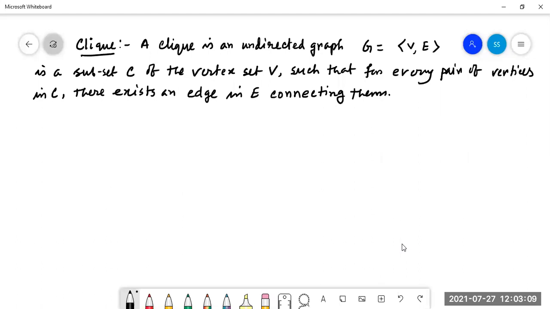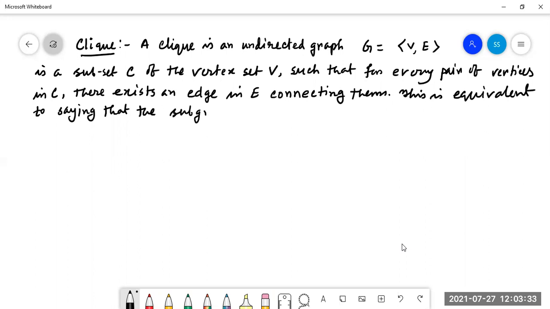This is equivalent to saying that the subgraph induced by C is complete.